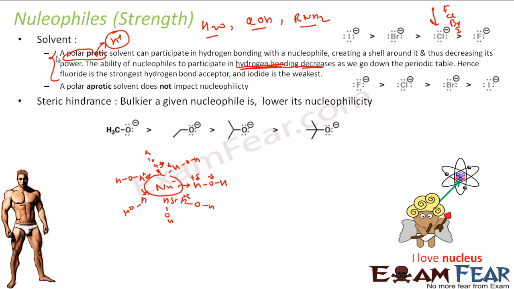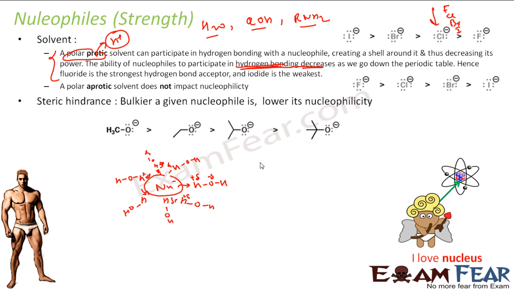This will also have an impact. For example, if this is my bulkier group, and this is my light group, which has only hydrogen attached to this carbon, then this is my strong nucleophile. In this one, you see I have three carbons attached, three methyl groups attached. So this becomes my slow or very weak nucleophile.